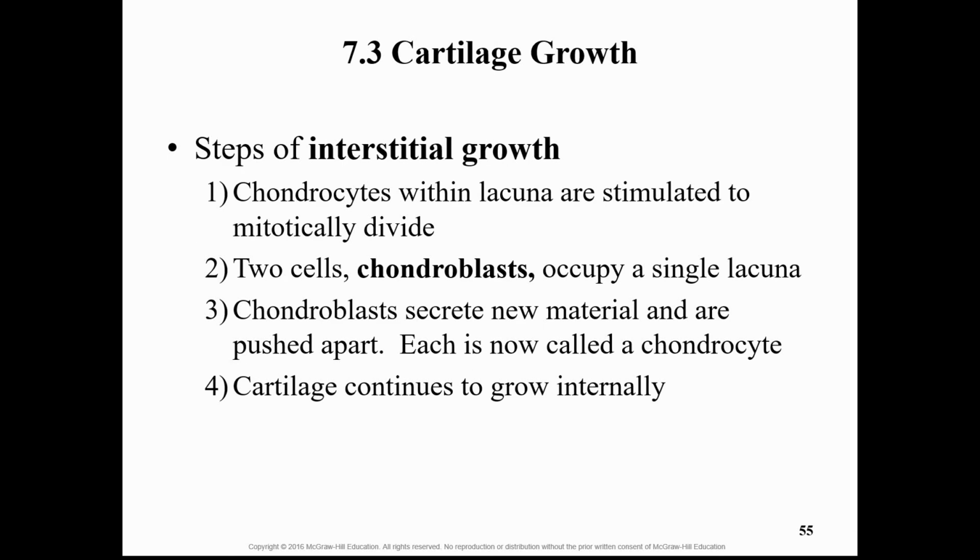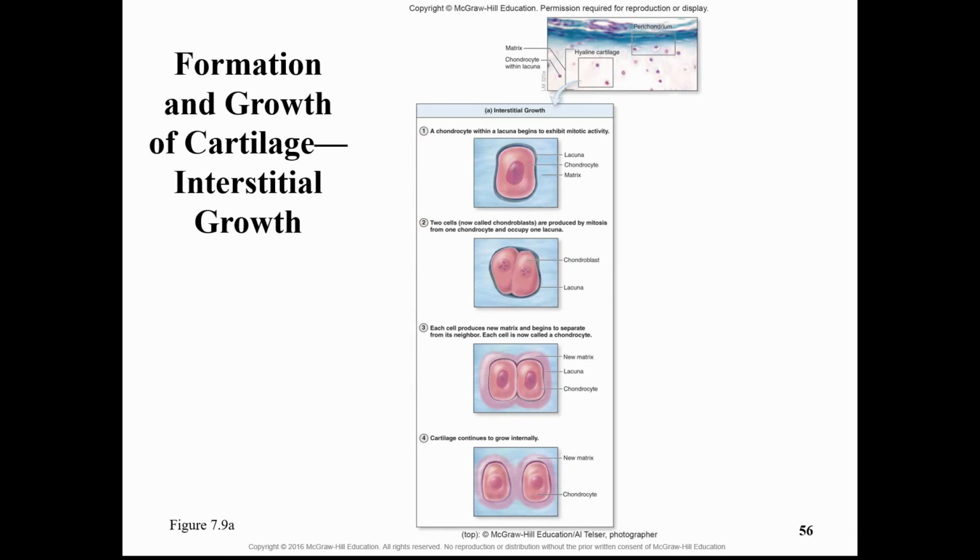With interstitial growth, the chondrocytes inside of the lacuna are stimulated. They start to divide. We get two cells, chondroblasts, and they're stuck in a single lacuna. They're going to secrete new material, and that pushes each other apart, and each is now called a chondrocyte. So that's our interstitial cartilaginous growth. So here's our single cell in a lacuna. It undergoes mitosis. We now have two of them. They're continuing to secrete the cartilaginous material, and that causes them to be pushed apart.